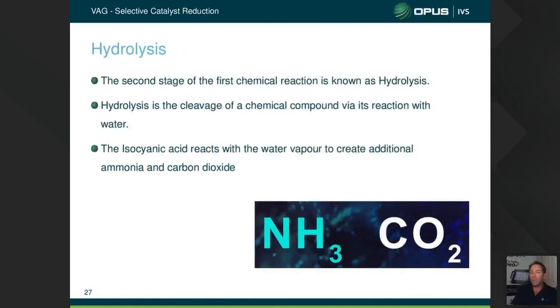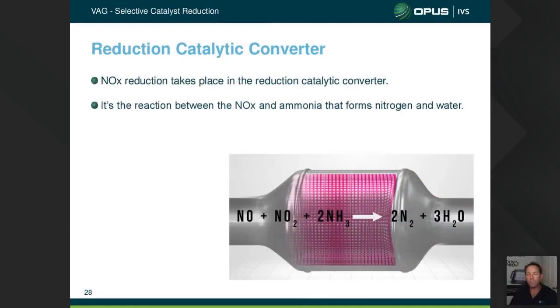The second stage of the first chemical reaction is known as hydrolysis. Hydrolysis is the cleavage of a chemical compound via its reaction with water. The isocyanic acid reacts with the water vapor to create additional ammonia and carbon dioxide. So now you start to understand why we only have about a 32% mix of urea, because we're creating more ammonia in the exhaust as it breaks down. It's really clever stuff.